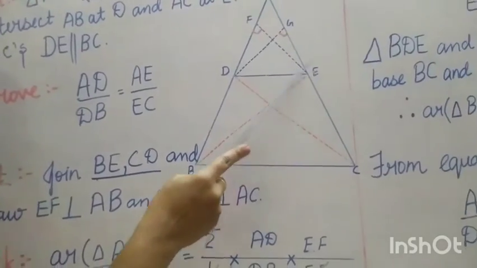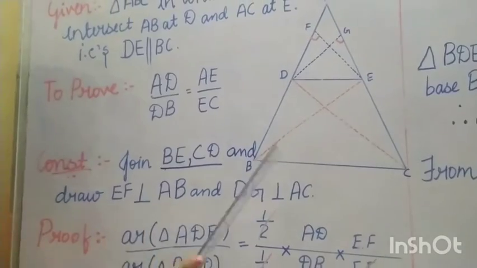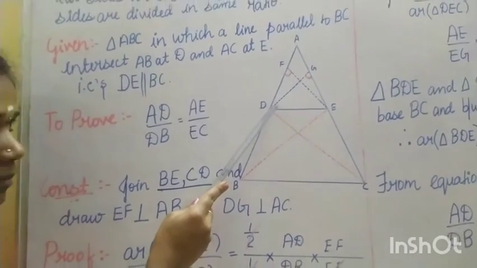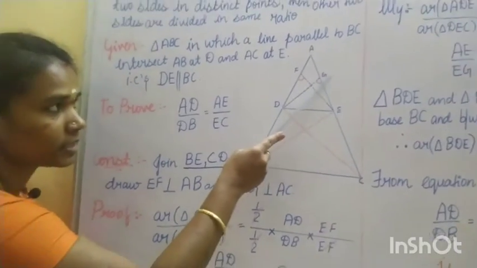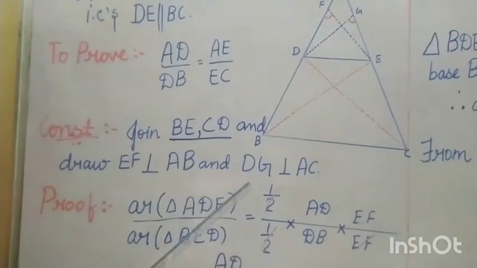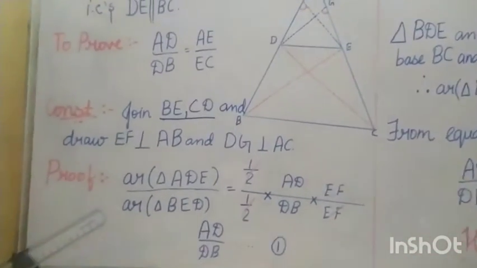From E you have to draw EF as the perpendicular line on AB. Also you have to draw one more perpendicular line from the point D, that is DG, the perpendicular line on AE. Okay, this is the construction part. Now next is the proof part, which is very important here.